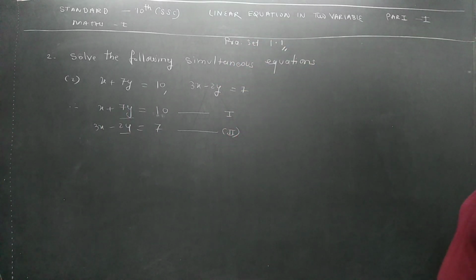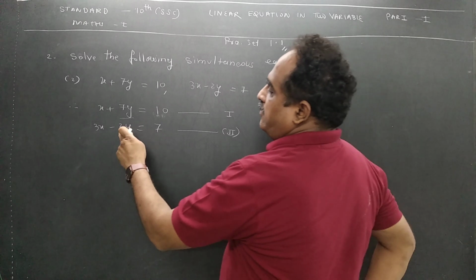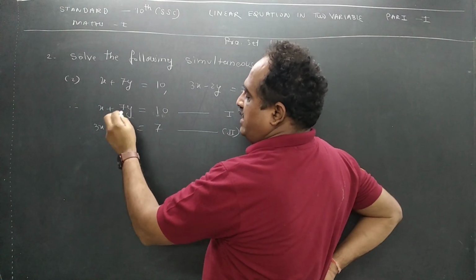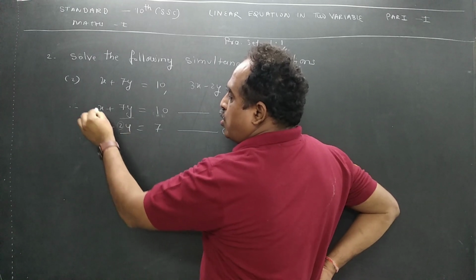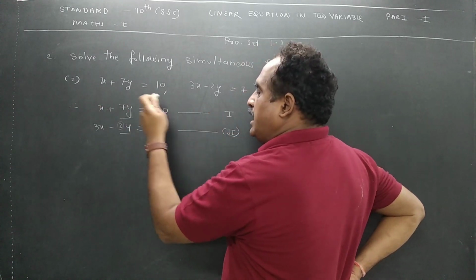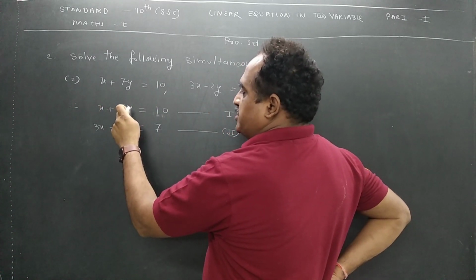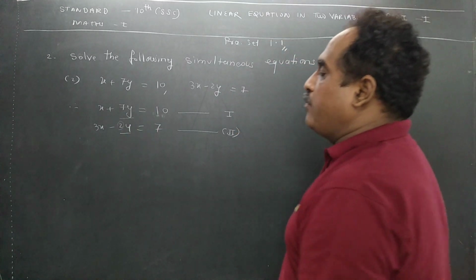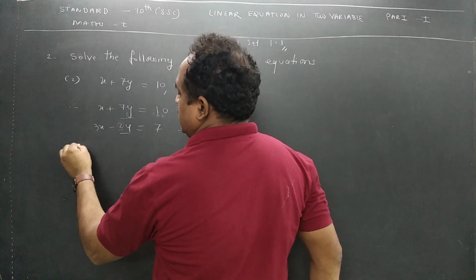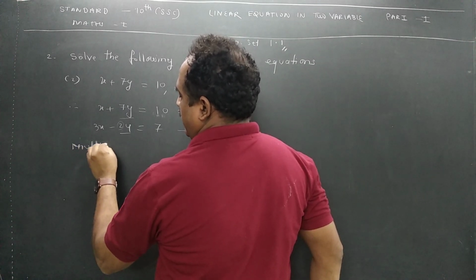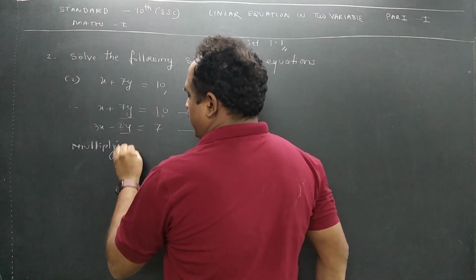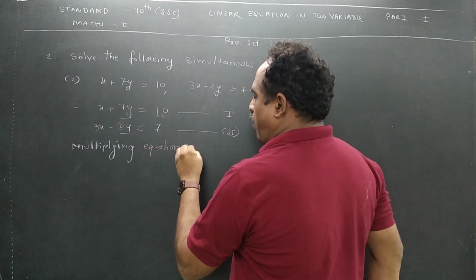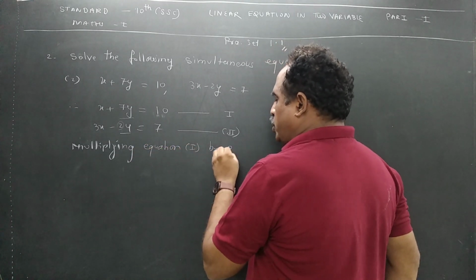So what am I going to do? What is the coefficient of y over here? 2. Here it is what? 7. So with this coefficient you are going to multiply equation 1, and with this coefficient, that is 7, you are going to multiply equation 2. So I am going to write first: multiplying equation 1 by 2.